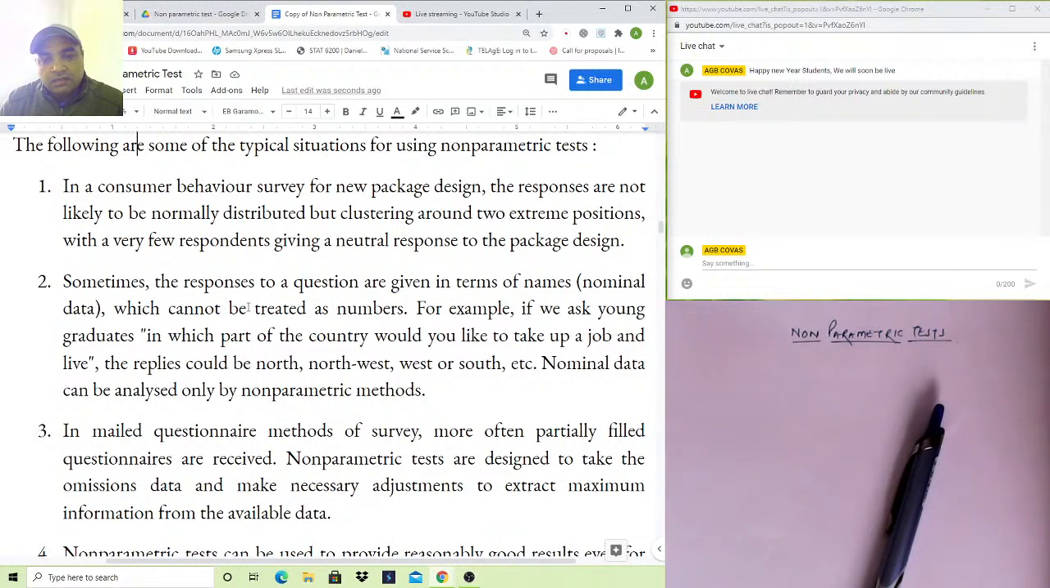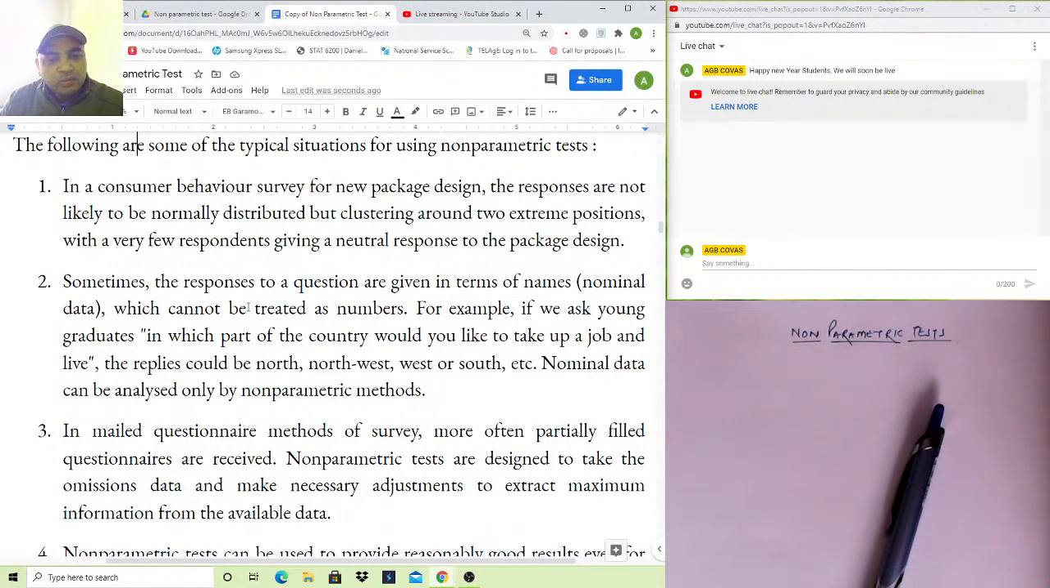What are these situations? Say, for example, in a consumer behavior survey for a new package design, the responses are likely to cluster around two extreme positions, with very few respondents giving a neutral response to the package design. So in the middle you will not get many responses; either they will be on one side or on the other side, so you will not get a normal distribution. In such a situation you have to go for the non-parametric test.